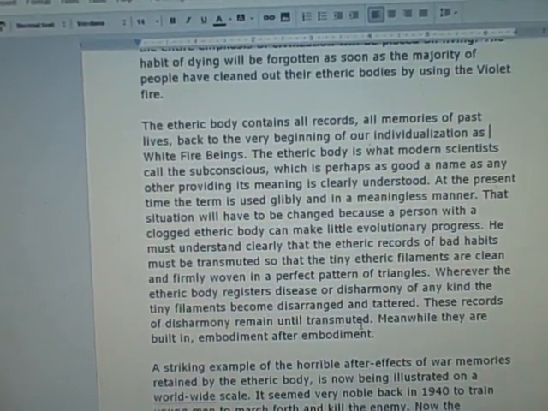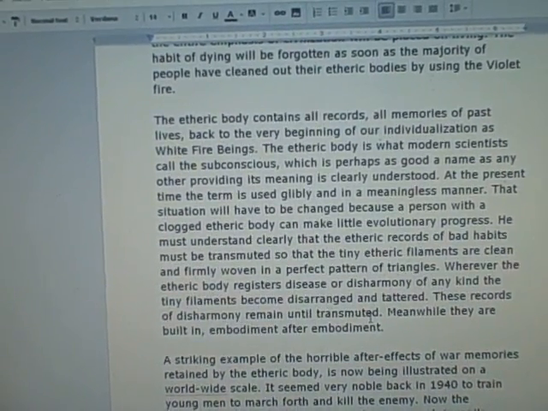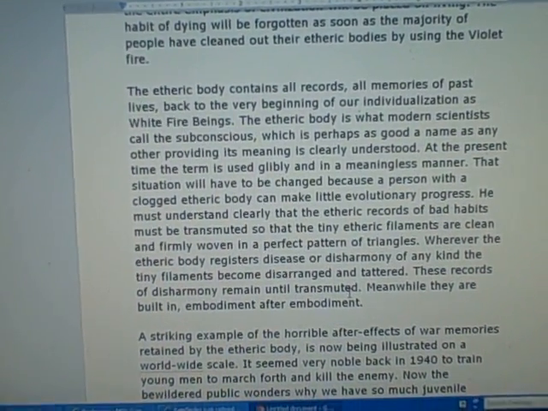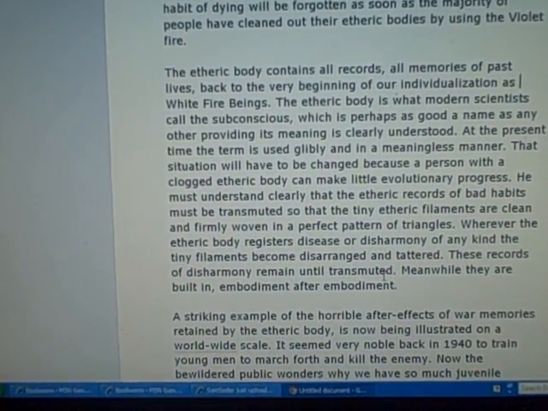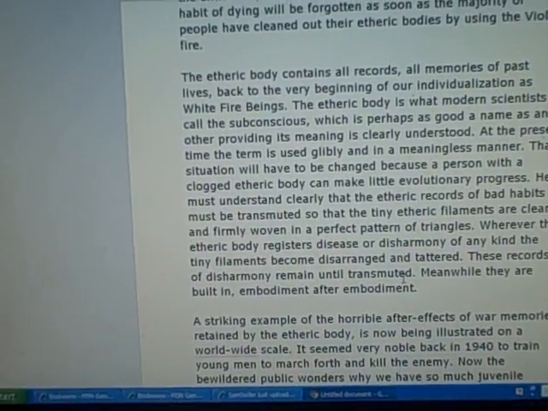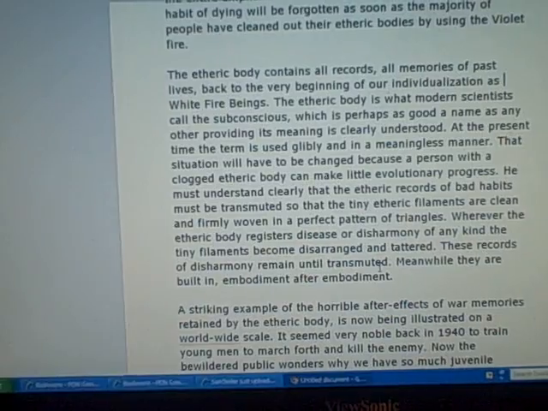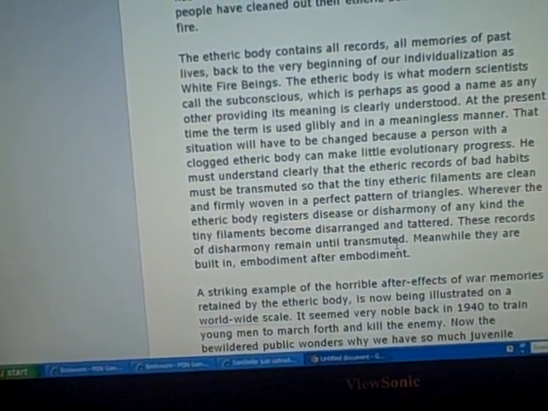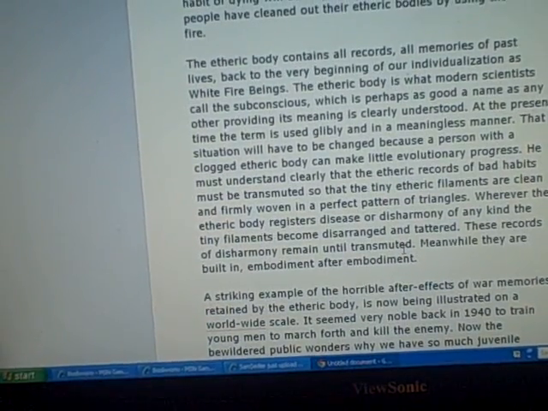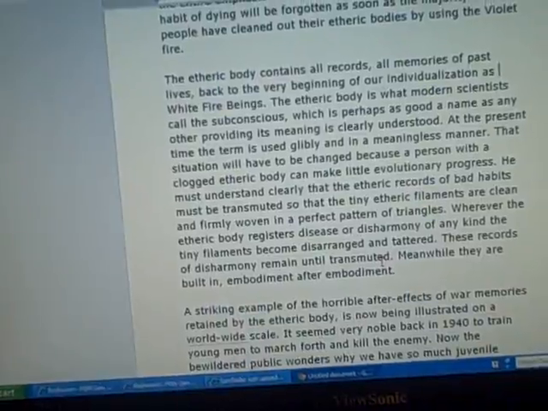He must understand clearly that the etheric records of bad habits must be transmuted so that the tiny etheric filaments are clean and firmly woven in a perfect pattern of triangles. Whenever the etheric body registers disease or disharmony of any kind, the tiny filaments become disarranged and tattered. These records of disharmony remain until transmuted. Meanwhile, they are built in, embodiment after embodiment.